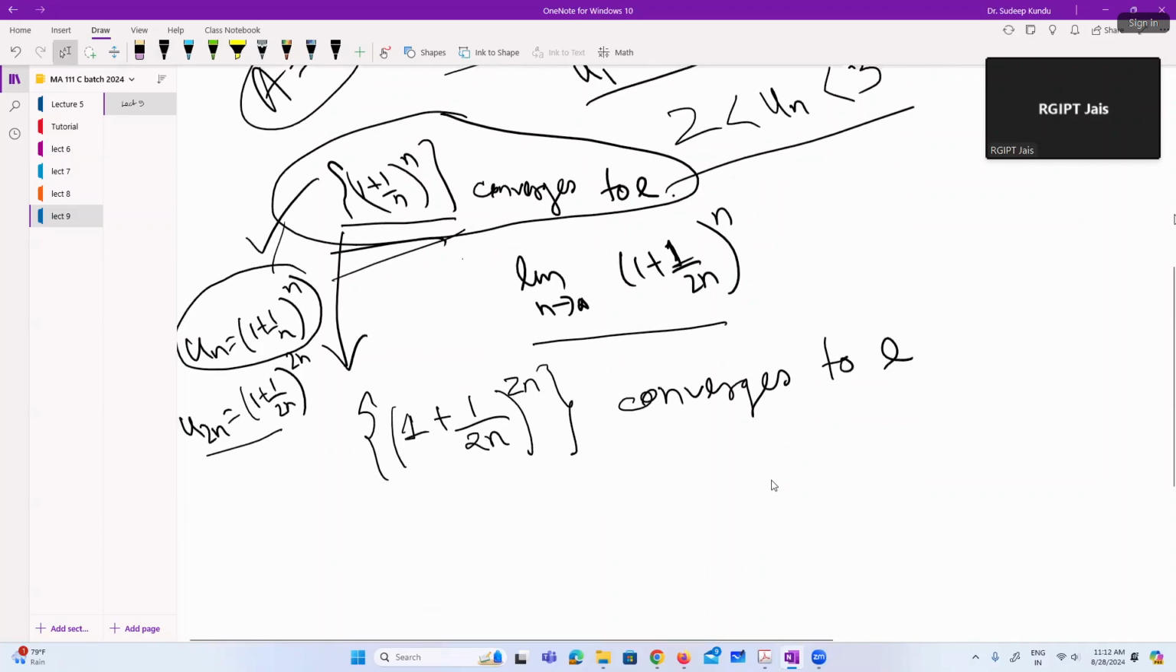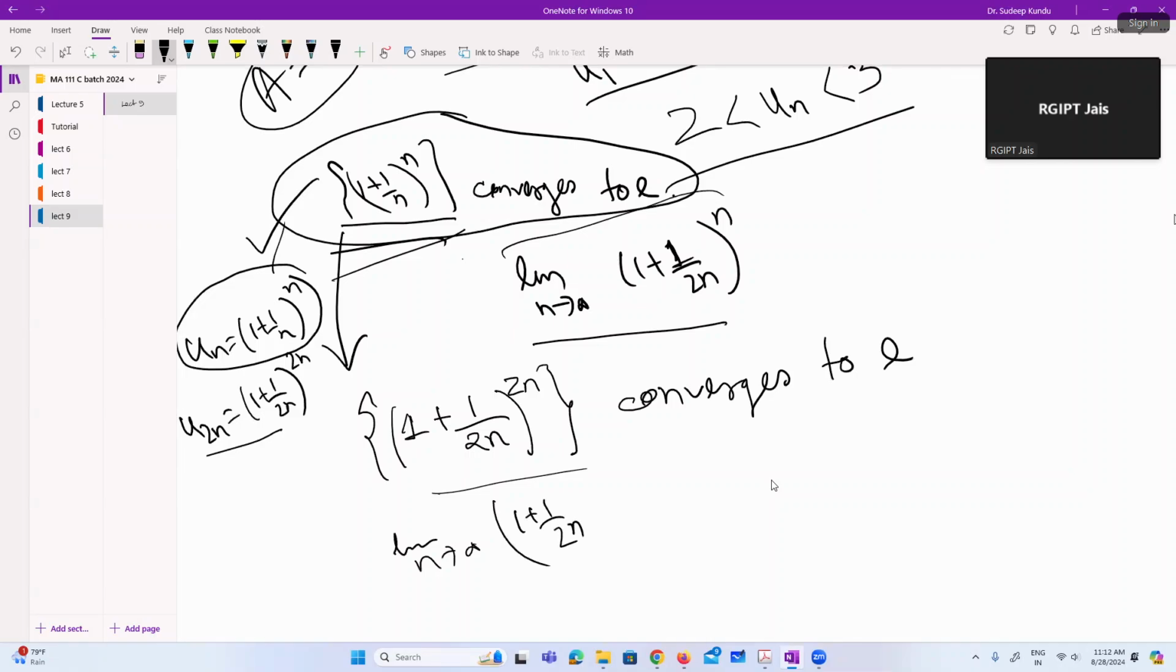Now you have to show the limit of this sequence. That you can see, right? It's nothing but the square root of this sequence, right? So it will converge to e to the power half, the square root of e. Is it clear?